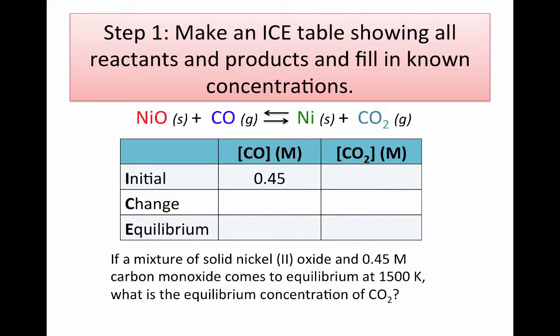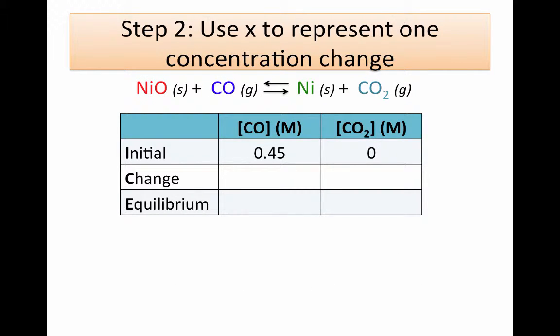So according to our problem, we are starting with 0.45 molar carbon monoxide. So there we go. And do we know the other initial concentration? Yes, we're starting with no carbon dioxide, and so that's going to be 0. So now we're moving on to step 2, where we use x to represent one concentration change. So we're going to pick one of these, and since it's the first one, I'm going to pick carbon monoxide. We're starting with 0.45 molar.